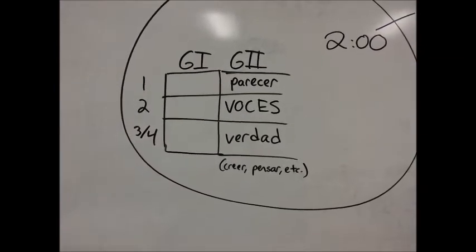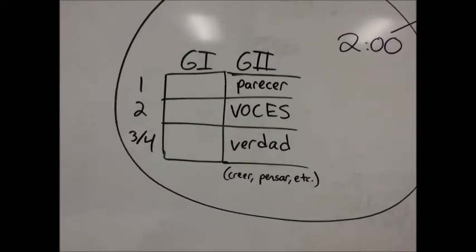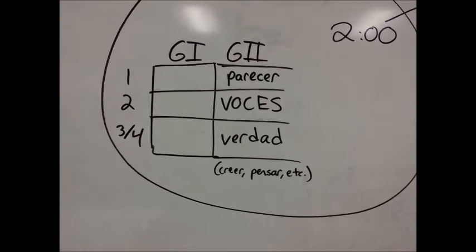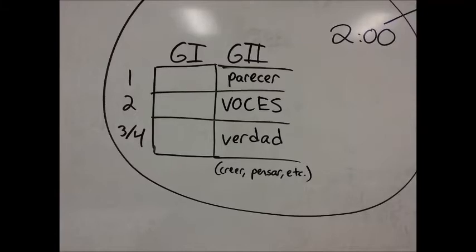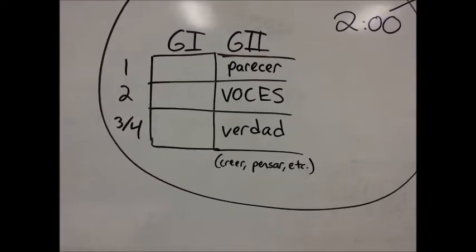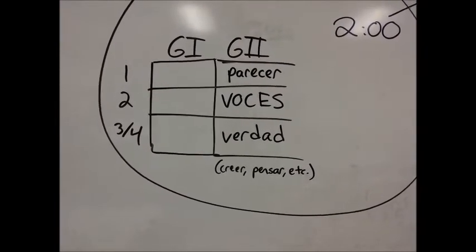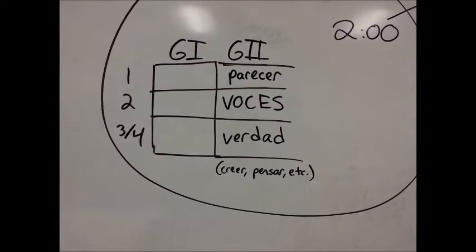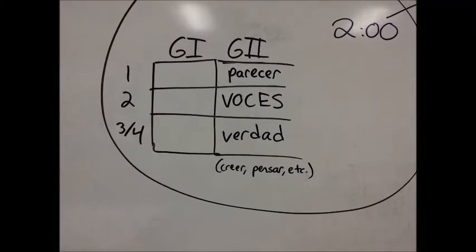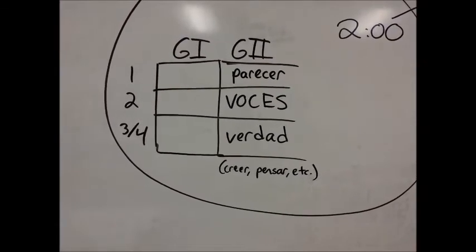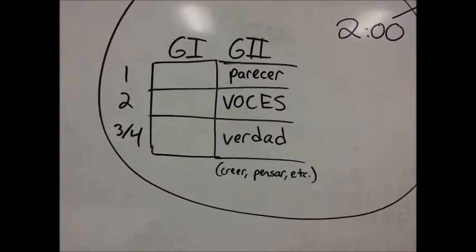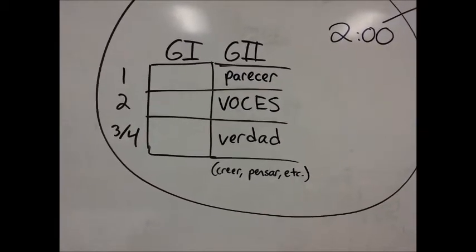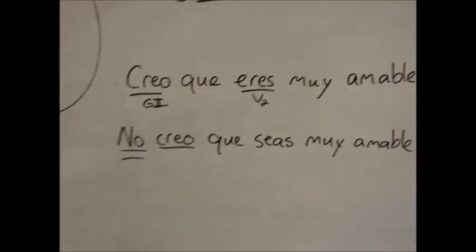The second type of verb is ser and estar, and the only type of verb that fits here is the verb ser when it's used with the 5 words from the indicative expressions. If you don't remember those, it's es verdad que, es obvio que, es cierto que, es evidente que, y es seguro que. And then finally, verbs of type 3 and 4 are G2 when they express certainty, like creer, pensar, etc. So here's an example with a G2.